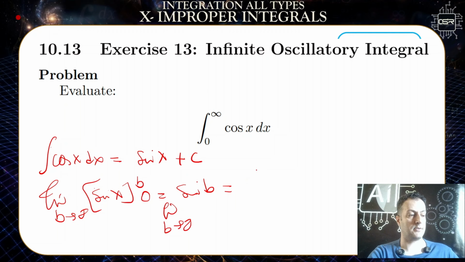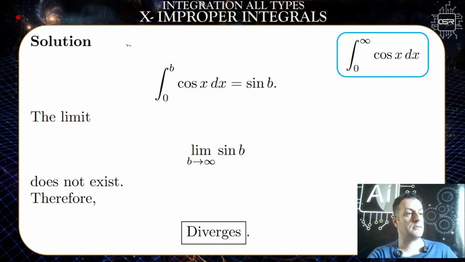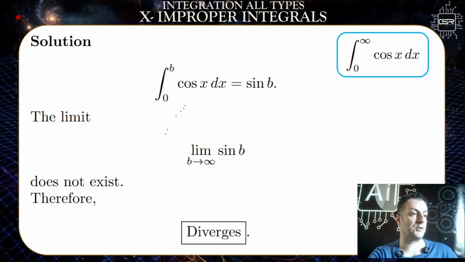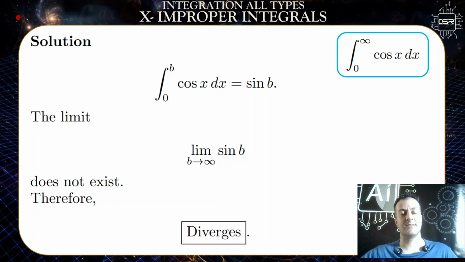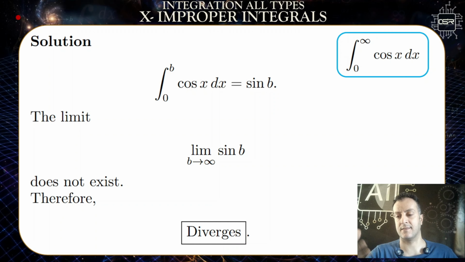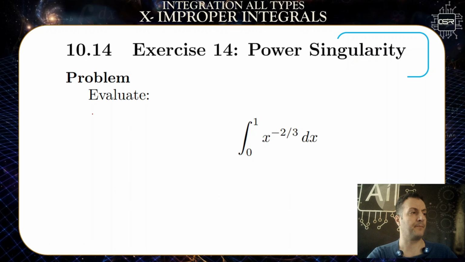It's not convergent. And this is the solution, as we mentioned, given that b keeps changing. Okay, it's like an angle that keeps rotating. So there's no actual limit. Sine b does not even exist as a constant value. It keeps changing as b evolves. Therefore, the limit does not exist and this integral diverges.